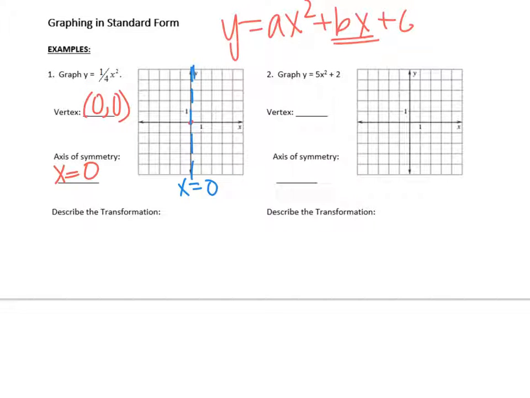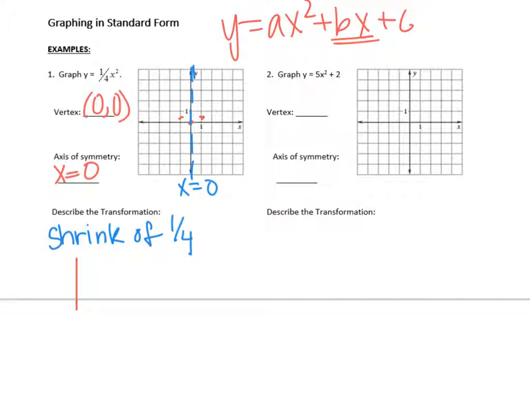Describing my transformations, 1/4 is less than 1, so we should say we have a shrink of 1/4, and my graph should be wider than the parent function. Now 1/4 is still the a value, so it still tells us if we go 1 from the middle, we go up 1/4. 1 from the middle in both directions, we go up 1/4. So let's see if I can get that accurate here. Maybe up a little bit high for these ones.